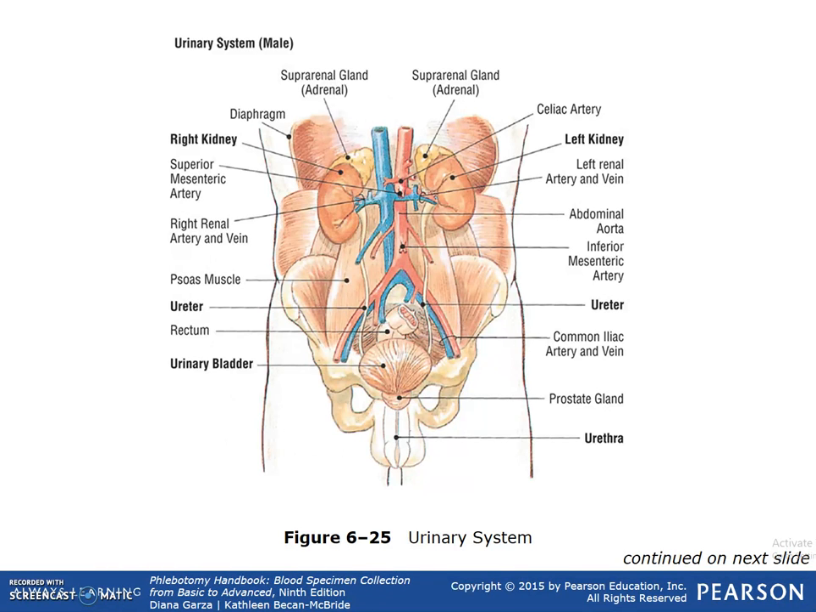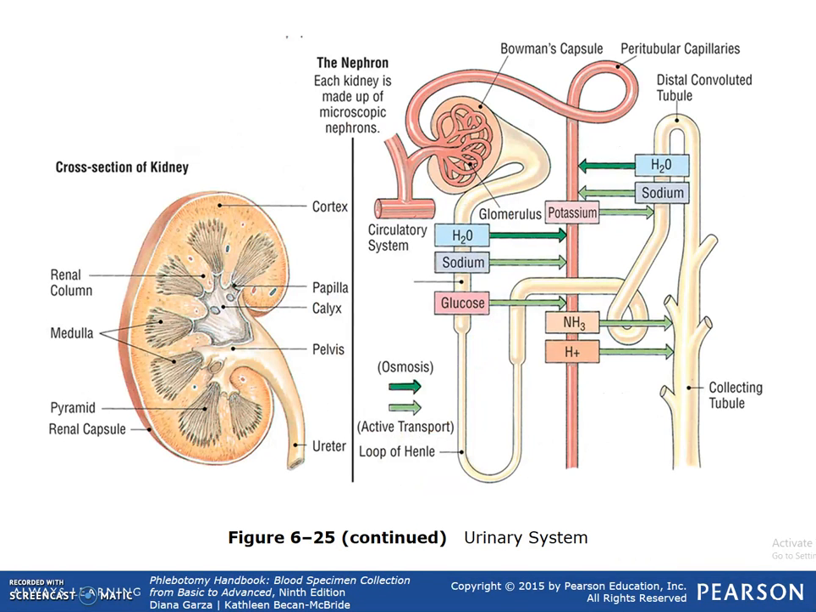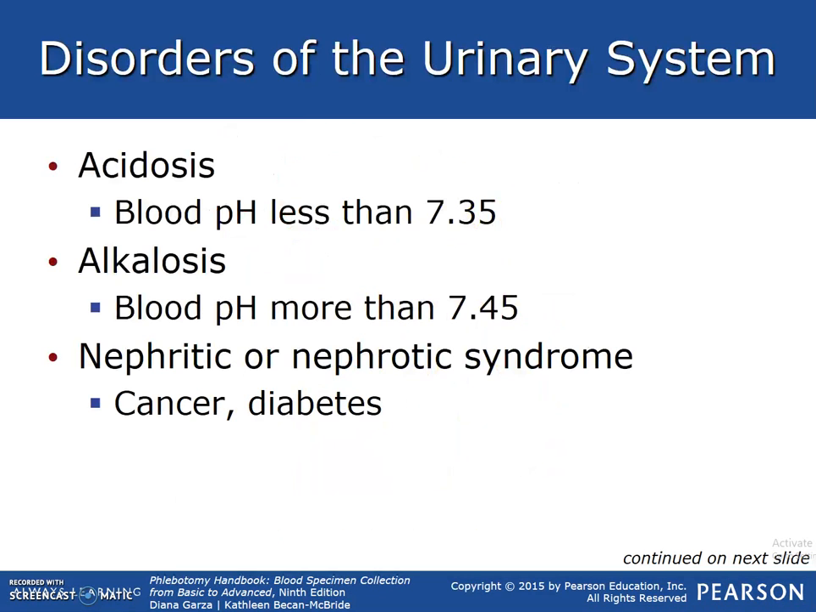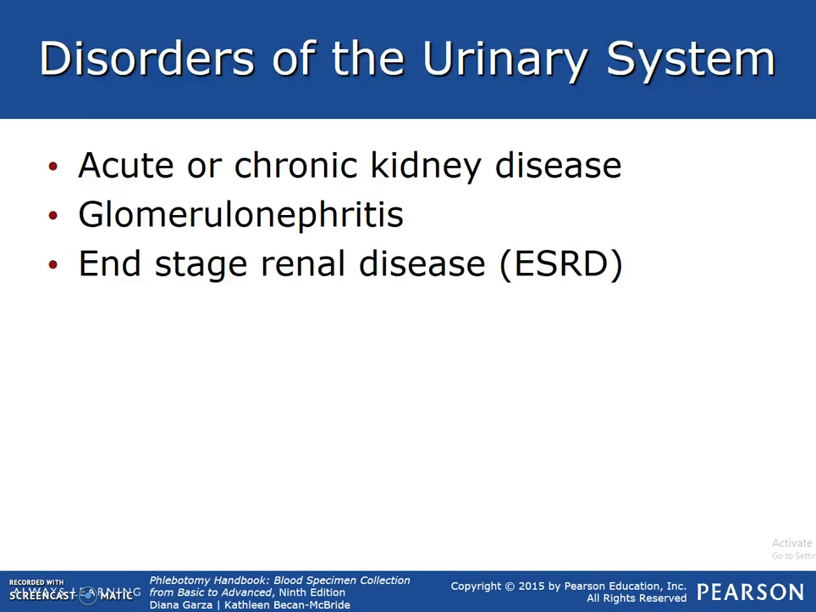Figure 6/25 gives you the detailed diagram of what the urinary system looks like, as well as the kidney, the renal tubule. Disorders of the urinary system: acidosis, blood pH less than 7.35. Alkalosis, my apologies, blood pH more than 7.45. Nephrotic syndrome, cancers and diabetes. Acute or chronic kidney disease. End-stage renal disease.